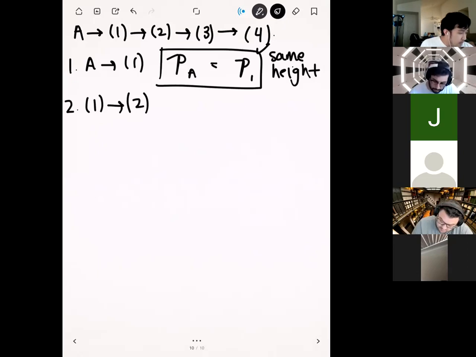And so next, let's go between point 1 and point 2, right? And so these 2 points are separated by a distance h1.